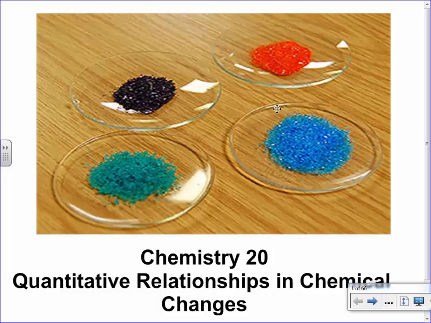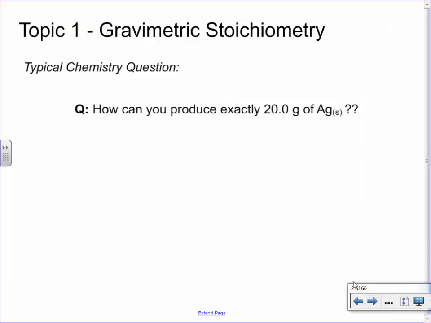Quantitative involves, yeah, numbers. And so our goal in this unit is to be able to calculate how much we have, either in reactants or in products. But we need to be able to calculate how much. And I'd like to begin with this very basic idea of a question.